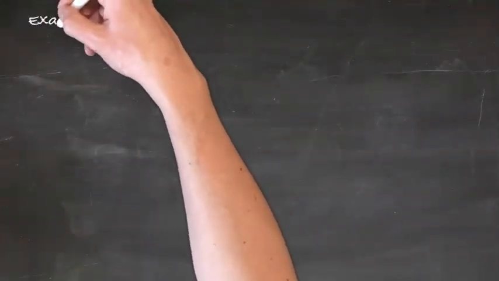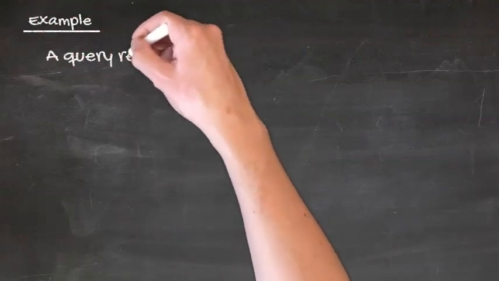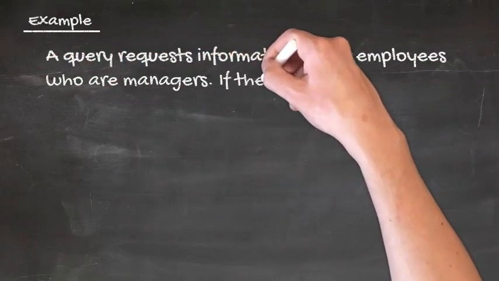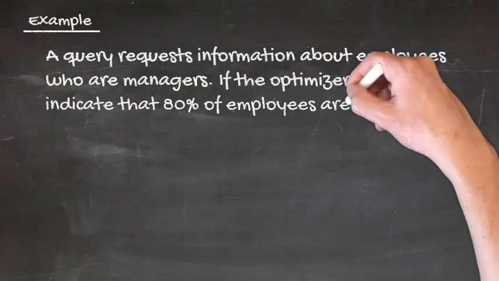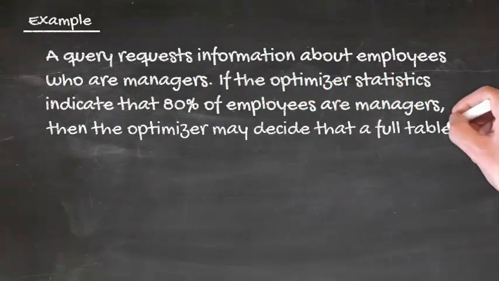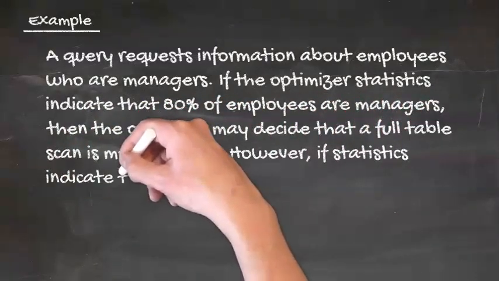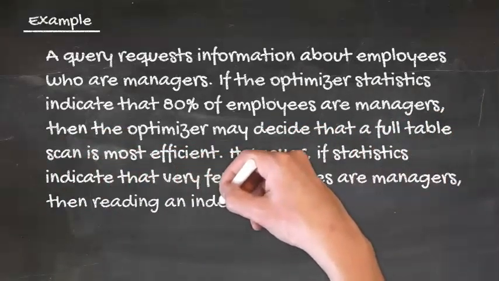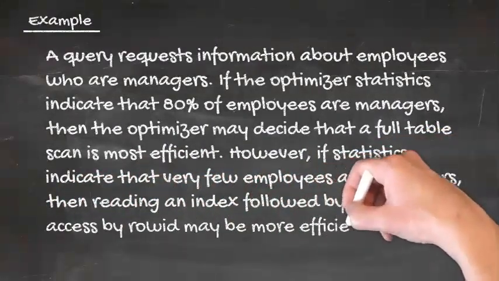Let's look at a common example to see how the optimizer works. Say that a query requests information about employees who are managers. If the optimizer statistics indicate that 80% of employees are managers, then the optimizer might decide that a full table scan is most efficient. However, if statistics indicate that very few employees are managers, then reading an index followed by a table accessed by row ID may be more efficient than a full table scan.